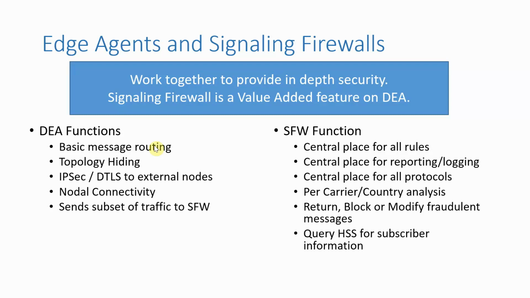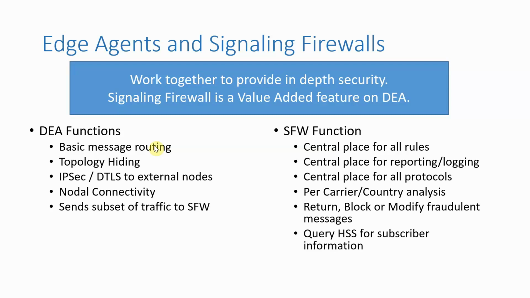So going to the DEA functions, it takes care of basic message routing. It knows about destination hosts, destination realms, and routes messages. It can do some things like topology hiding, which, if you've seen my other videos, I'm not too impressed with as a security feature, but it does those. It'll take care of things like IPsec and DTLS to really secure those nodes and understand who they are. And it deals with that nodal connectivity. That's its job. It's a DSC.